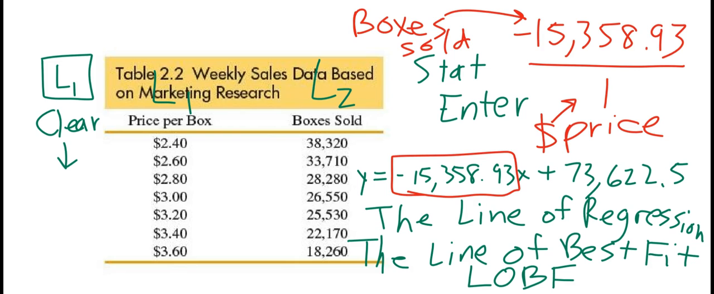So you need to be able to interpret what the slope is. Every time the bottom's going up, what's happening to the top value? Is it going up or down? Obviously, if it's positive slope, then it's going up.